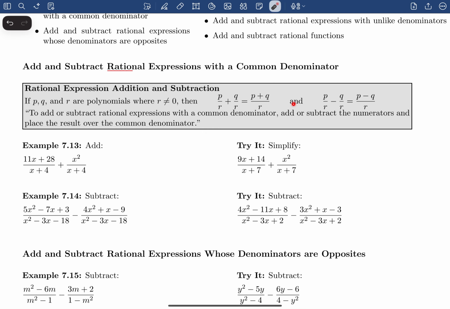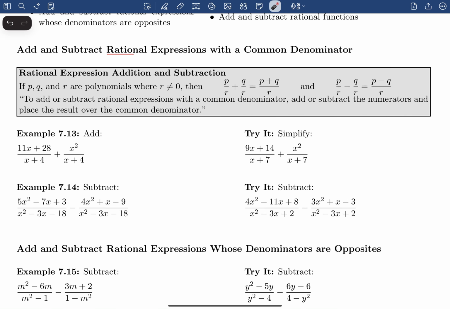Same thing for subtraction. So here's subtraction of two rational expressions, P over R minus Q over R. Well, that just equals P minus Q in the top, divided by R, the common denominator, in the bottom. Okay? So here's an everyday quote for you to add or subtract rational expressions with a common denominator: add or subtract the numerators and place the result over the common denominator. Let's look at some examples of this.